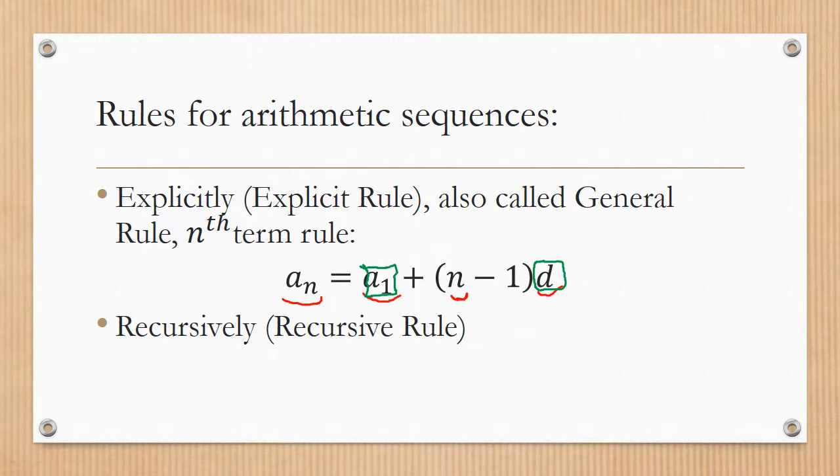Now the second rule is called the recursive rule. In this rule, the formula is a sub n equals a sub n minus 1 plus d. In this rule, we'll find out that to get to any term in the sequence, I need to know the previous term plus the common difference. So to be able to write this recursive rule, all I need to know is the common difference in the sequence.